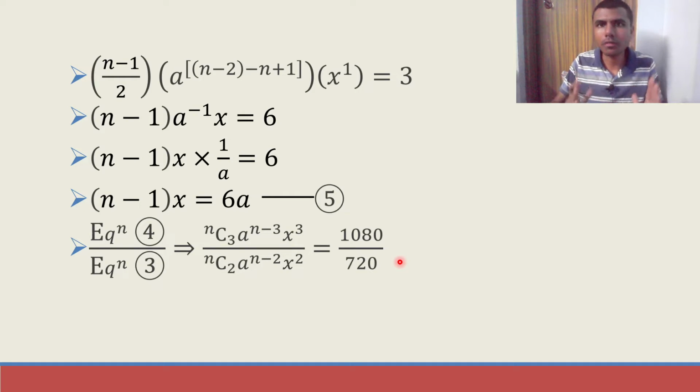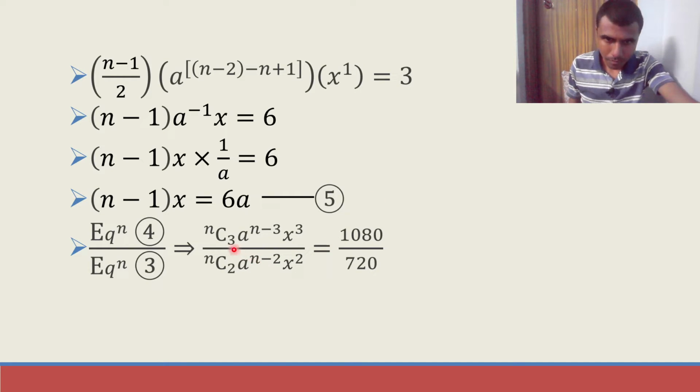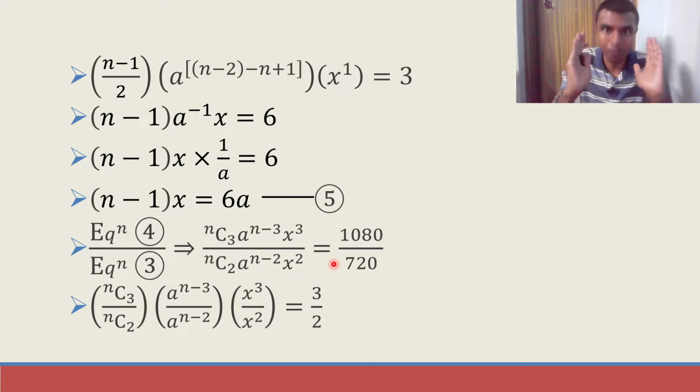Now I'm going to solve it in the same way as I did equation 3 by equation 2. Likewise I'm going to do equation 4 by equation 3. Chalo, same, split it: nC3 by nC2, a power n minus 3 by a power n minus 2, x cube by x square. Now here 0 0 cancel, 36 2s are 36 3s are. I'm erasing it because I don't want you guys to write like this in exam. Don't strike off in exam once again, please. Just write it as 3 by 2. The examiner will understand.